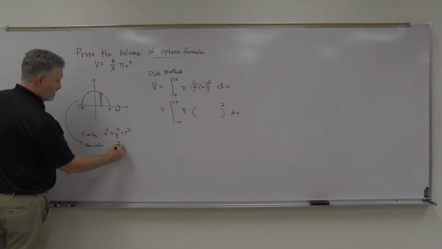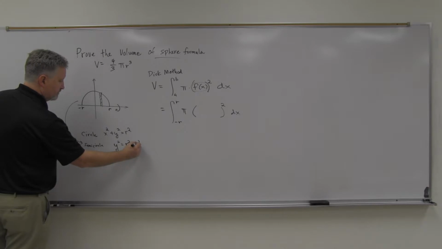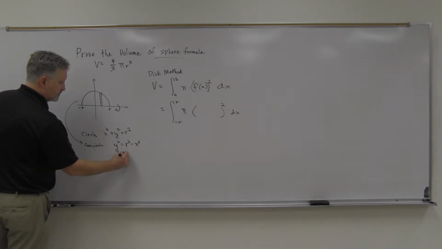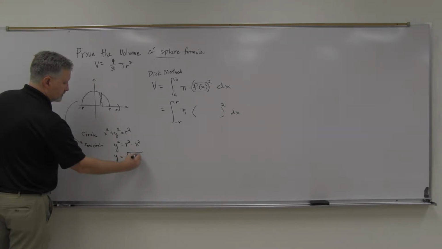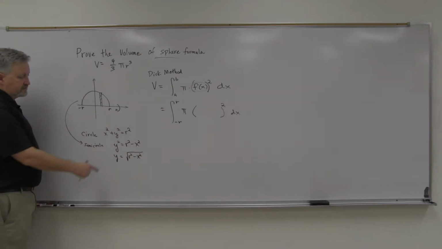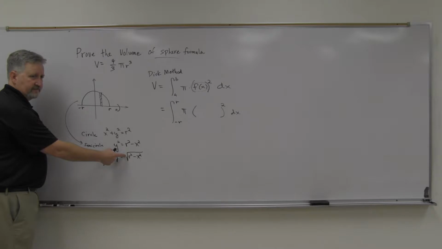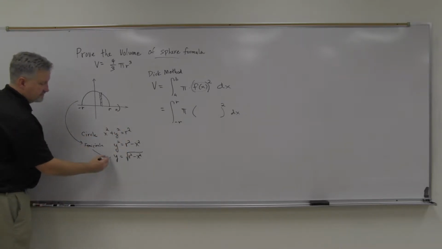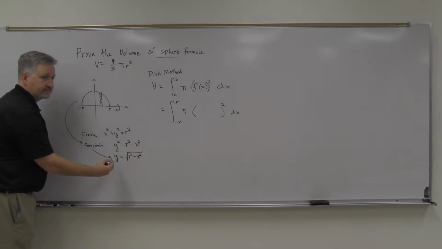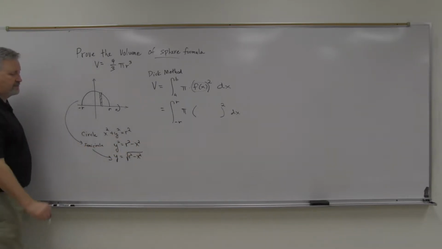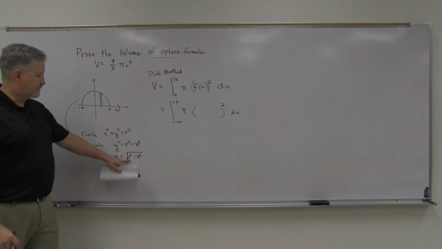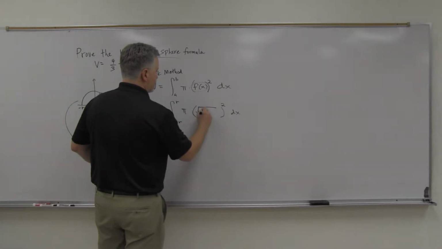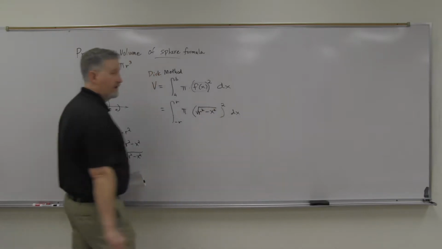So y squared equals, and then subtract the x squared from both sides. Square root both sides to get y by itself. The top half is the positive. If I wanted the bottom half, it'd be minus the square root of r squared minus x squared. But that's my function right there: y equals the square root of r squared minus x squared. So in the formula, that's what I square. Okay?